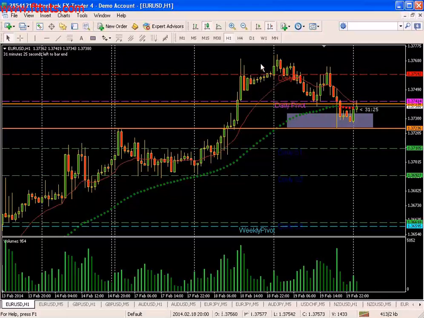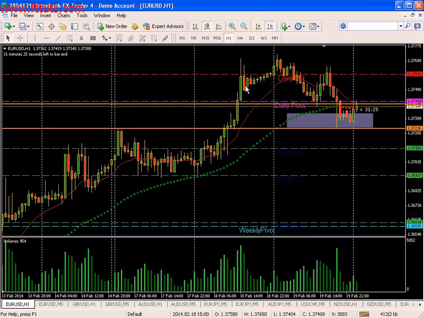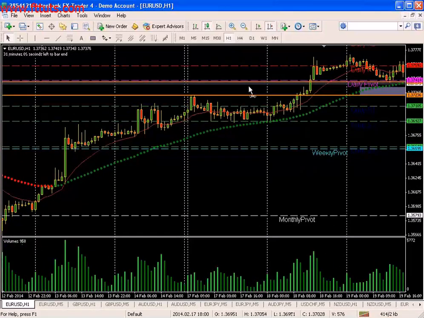Now going forward, we'll get into that. So just to note, if this was not here, there's no way I would be looking to sell. That's how different this is. It appears to be an uptrend.